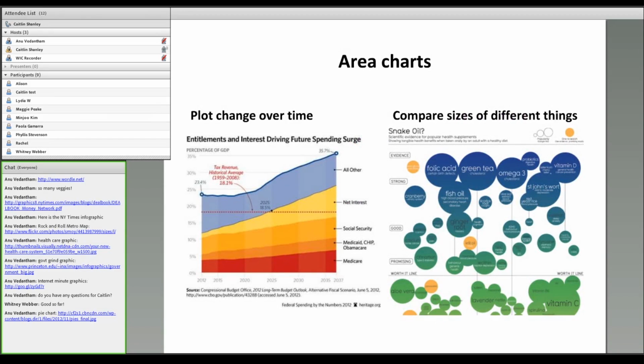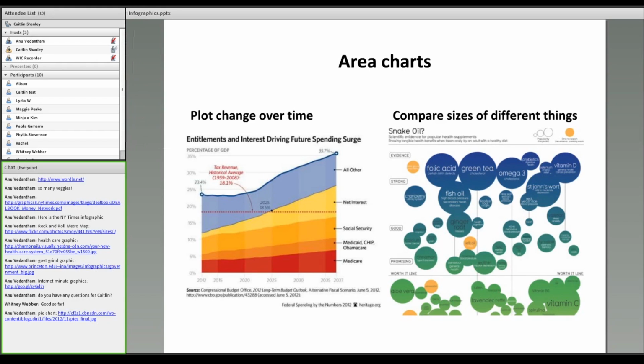Area charts, that's a big term to refer to lots of different types of visualizations that do things like show change over time. Let me move this over a little bit here. There we go, that's better.